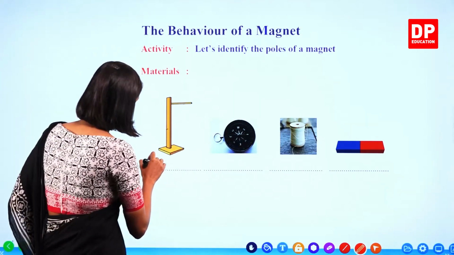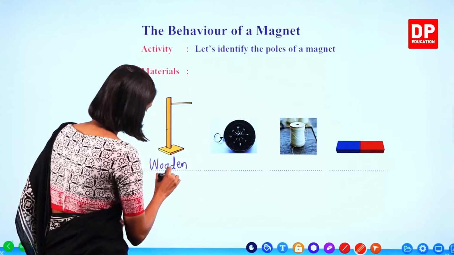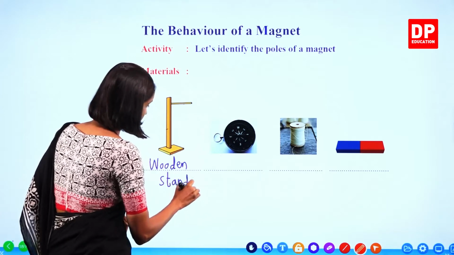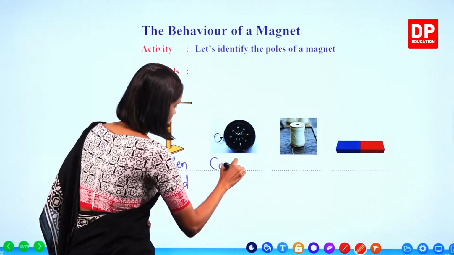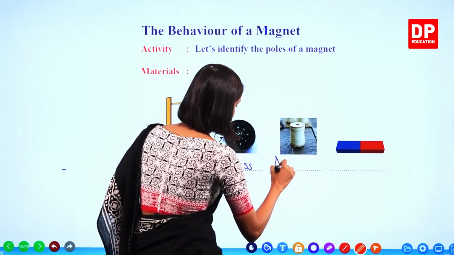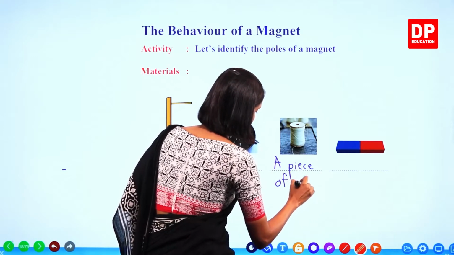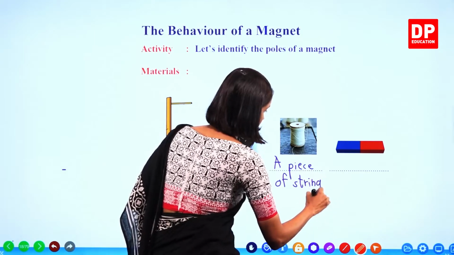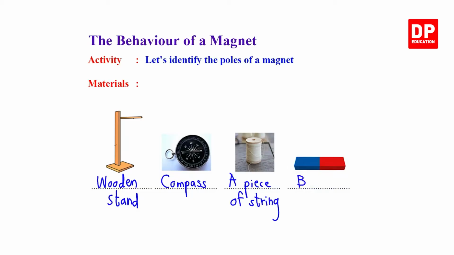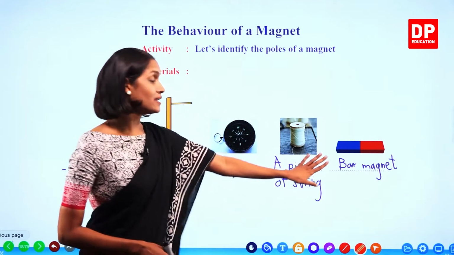Let's write. Wooden stand, and we need a compass, a piece of string, and a bar magnet. So wooden stand, compass, a piece of string and a bar magnet.